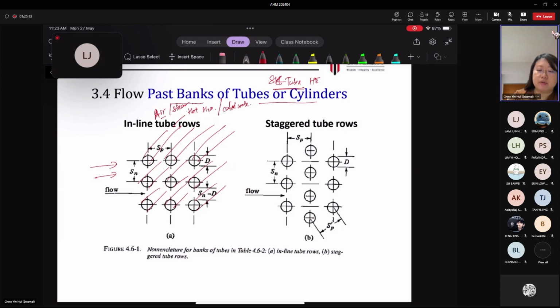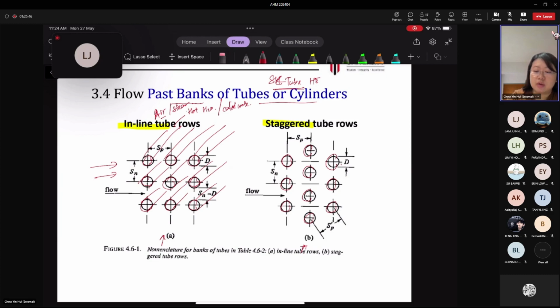Now we have two different arrangements. We can see here whether the tubes are arranged in an inline manner or in a staggered manner. On the left hand side, figure A, all the tubes are arranged very systematically in the same line. However, if you look at part B, the tubes are in a staggered arrangement. They are not in line with each other.